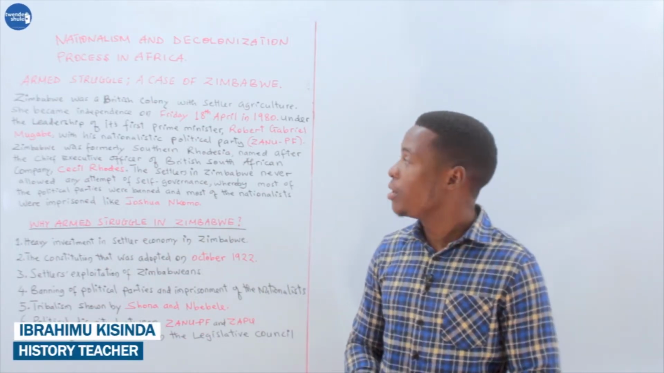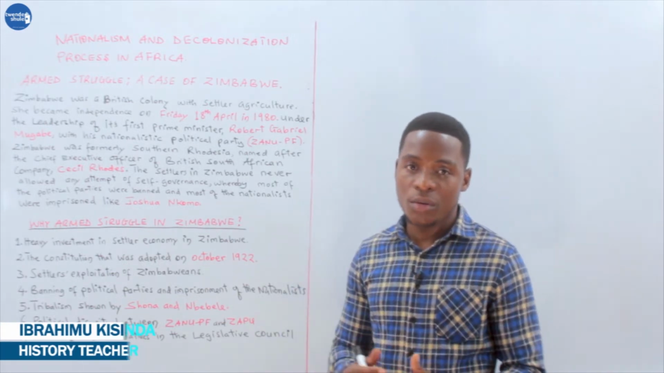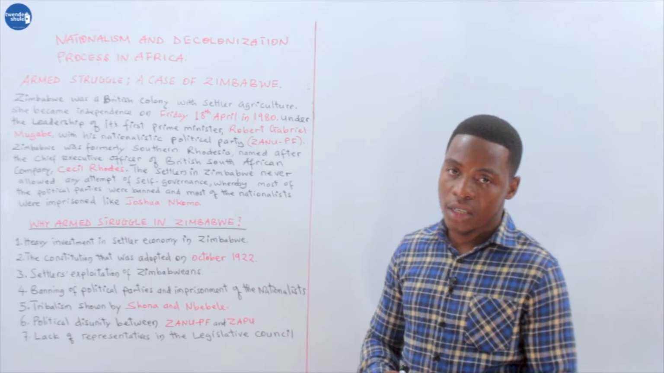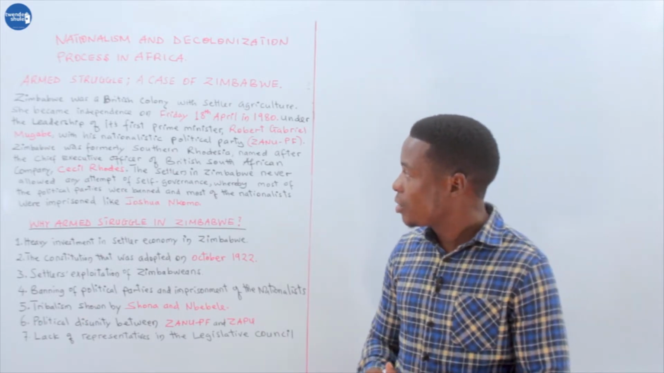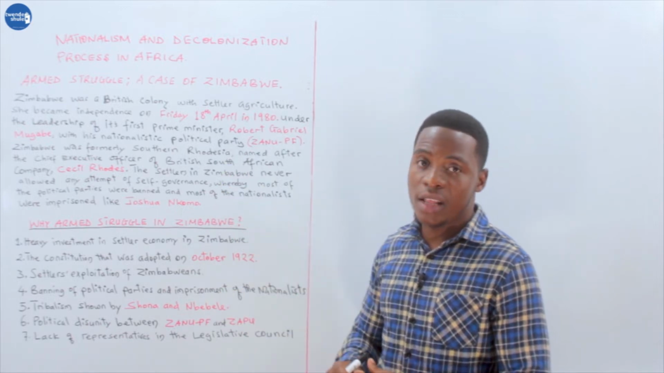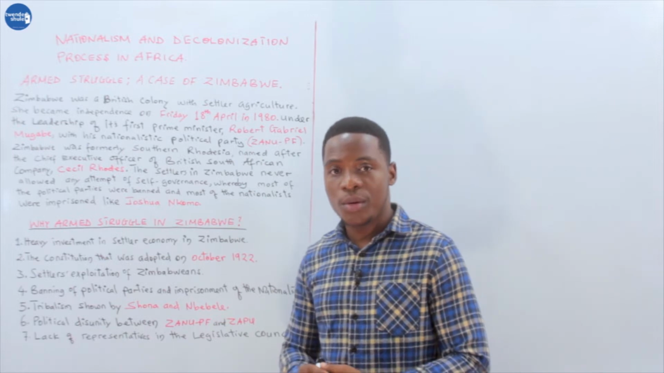But here we continue with our history subject. In the previous lesson we discussed the union between Zanzibar and Tanganyika. Here we are going to shift to another form of decolonization in Africa, which is the armed struggle.